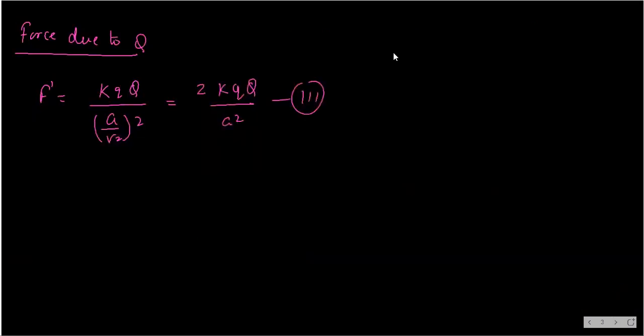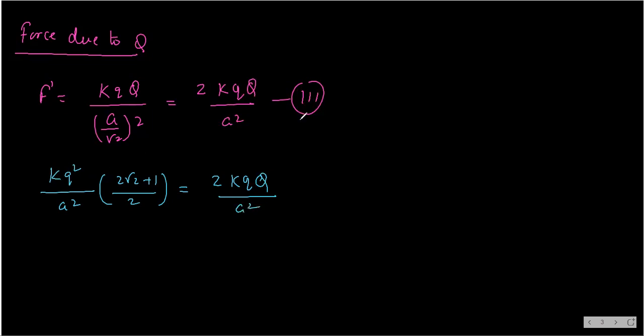So let us equate that, and that was how much? K q square upon a square, root 2 plus 1 upon 2. That is going to be equals to 2kQq. And here we don't have q, here we have kq square. Okay, my bad. So just a second, my dear kids. Here we just had q square, the capital Q was not involved in that calculation. So here we had q square. Okay, now it is good. So 2kq capital Q upon this a square.